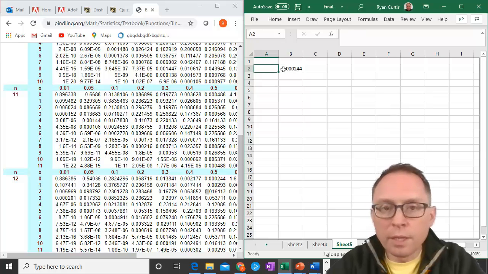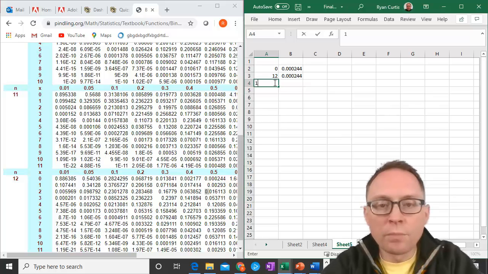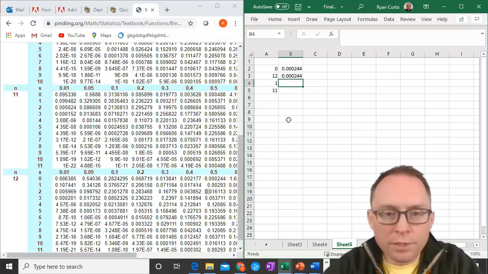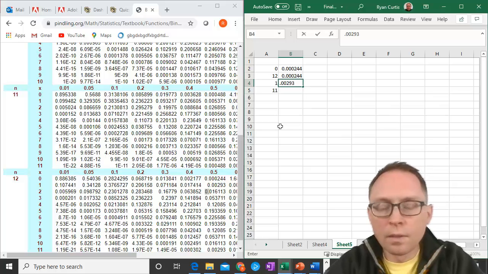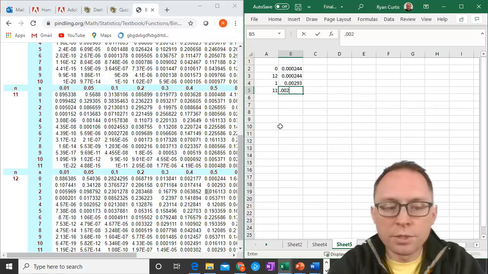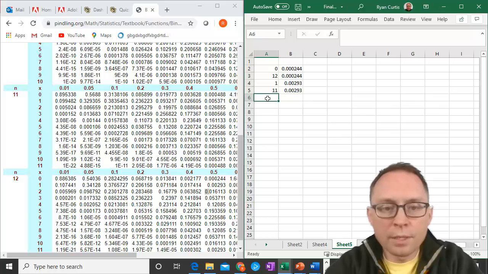0.00244. That's the probability of 0. Okay. The probability of 12 is also 0.00244. It's the same thing. Then we need the probabilities of 1 and 11. Probabilities of 1 and 11 are 0.00293. And this one is also 0.00293.